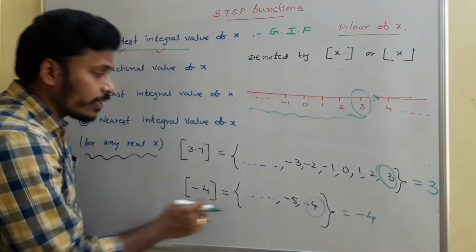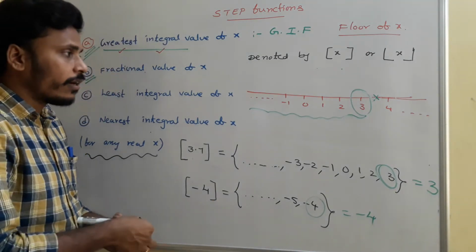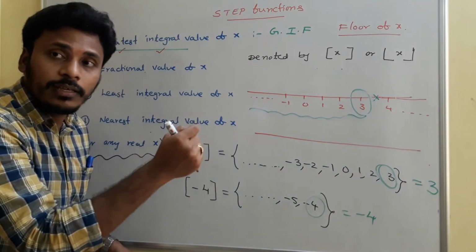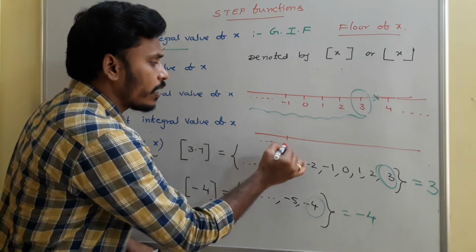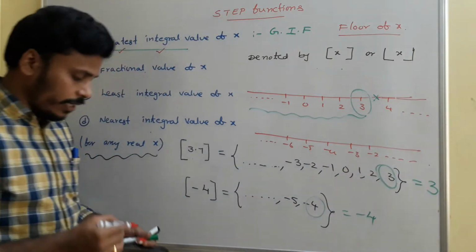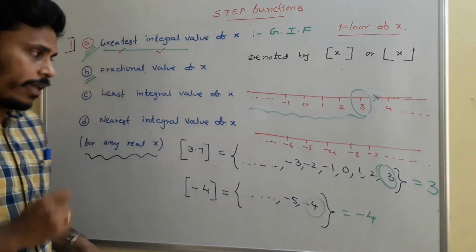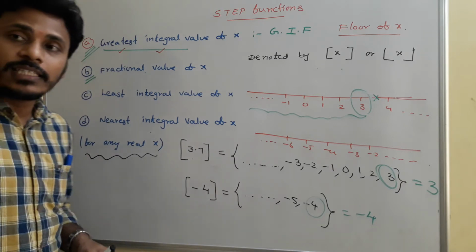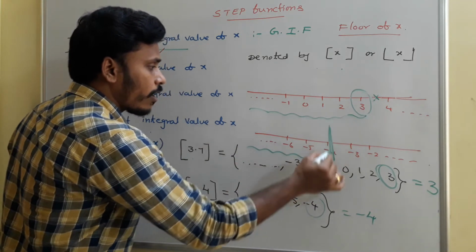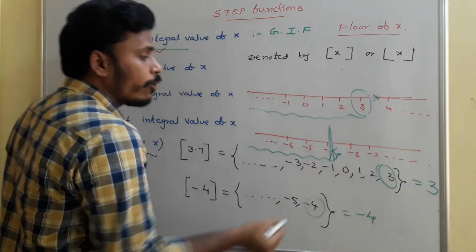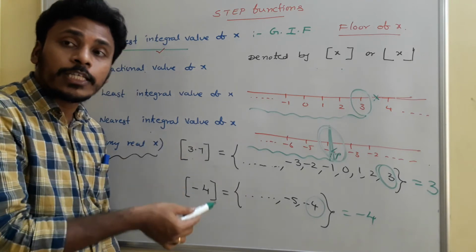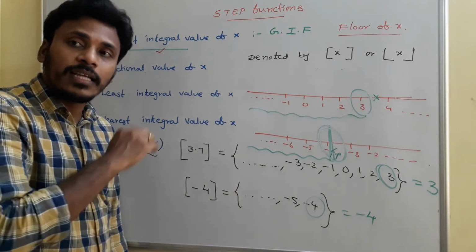If you wish to locate step of -4, again the same pattern: take the number line representation and locate all the integers. Somewhere I have -6, -5, -4, -3, -2, and I need to find step of -4. You need to identify all the integers which are less than or equal to -4. Among all those integers, -4 is the greatest, and your answer is -4. For that -4, the floor is itself -4 and the ceiling is itself -4.